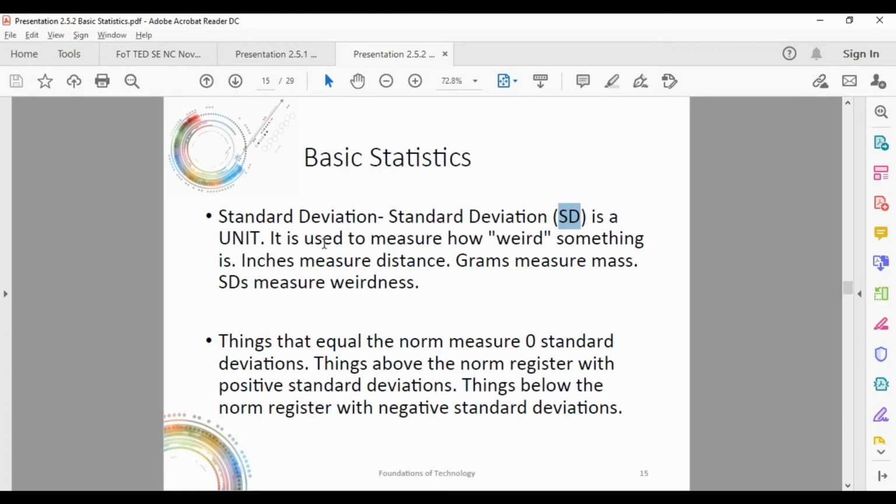Okay. The standard deviation is a unit. It's something that holds value. It's used to measure how weird something is. It's used to measure how spread out something is.